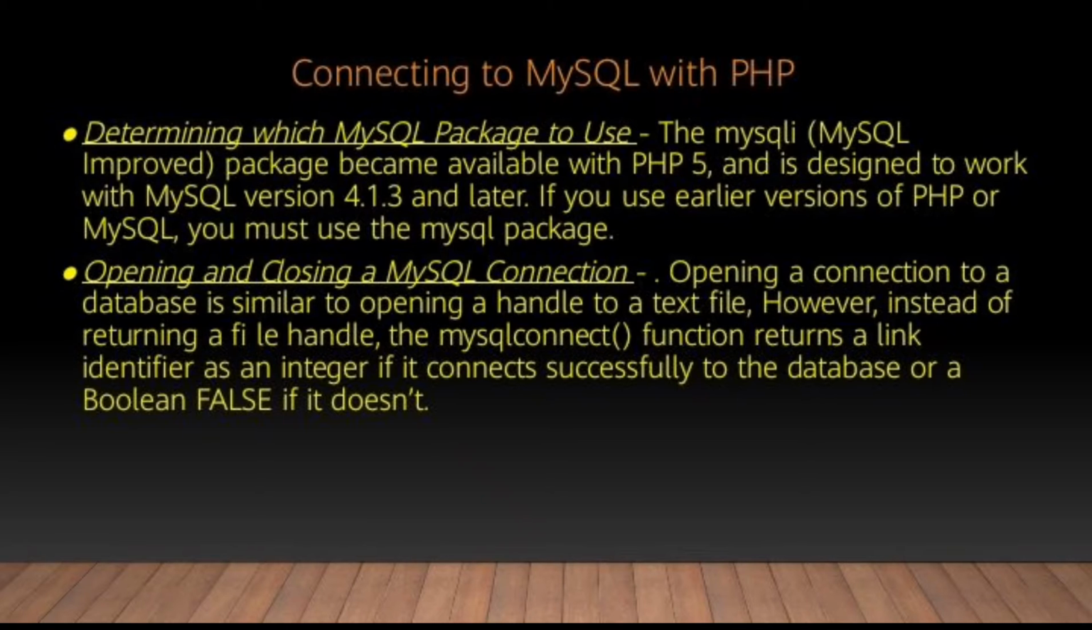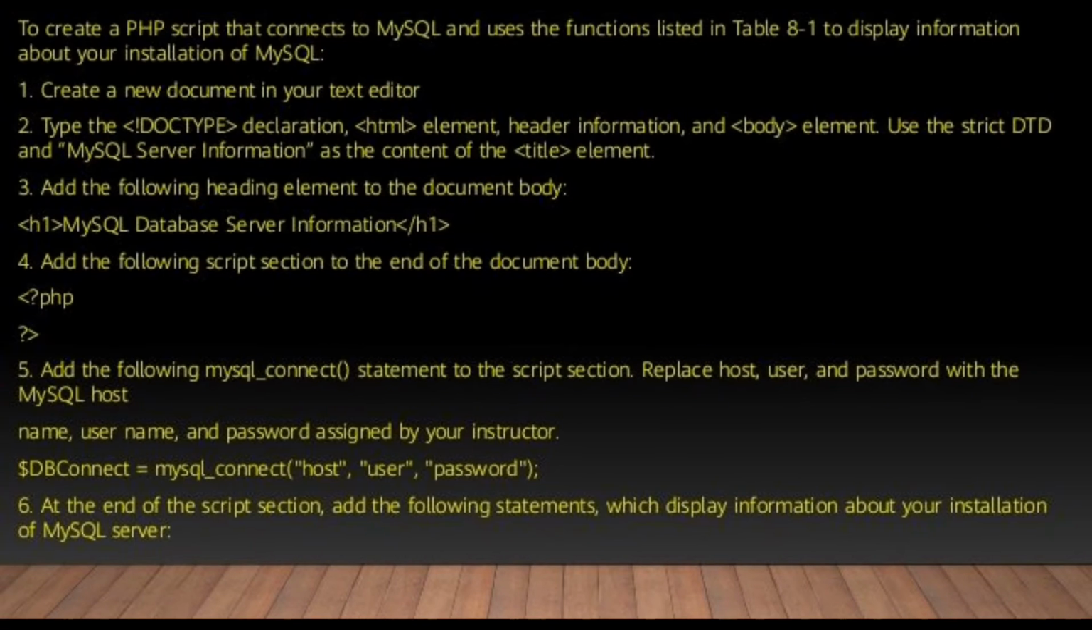To create a PHP script that connects to MySQL and uses the functions to display information about your installation of MySQL, first create a document in your text editor. Then type the doctype declaration, elements, header information, and body elements. Use the strict DTD and MySQL server information as the content of the title element. Then add the following header element to the document body. Example, header 1, MySQL database server information.